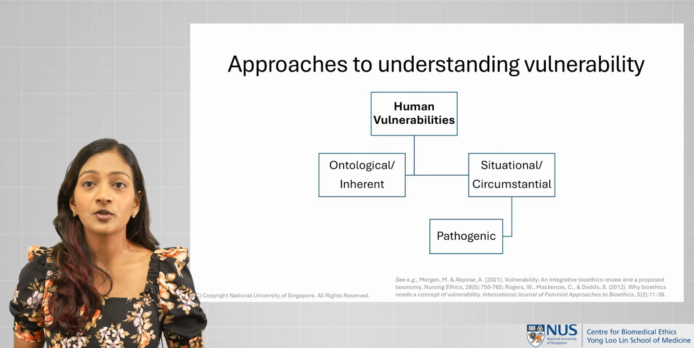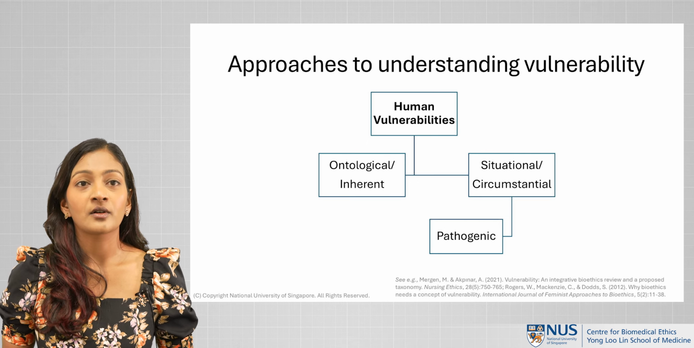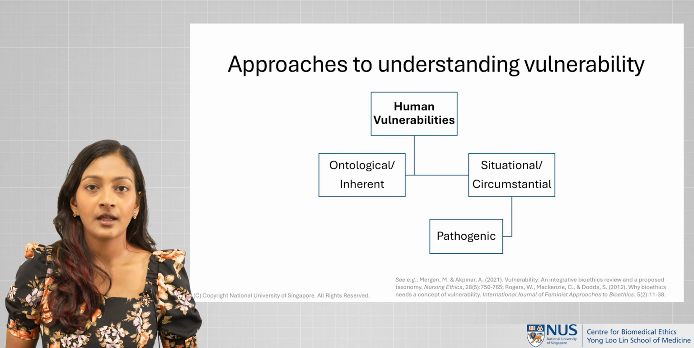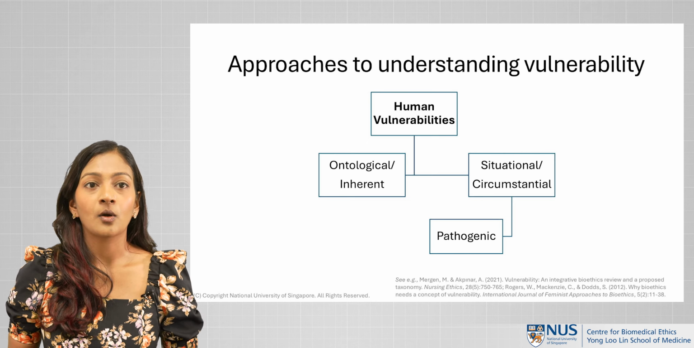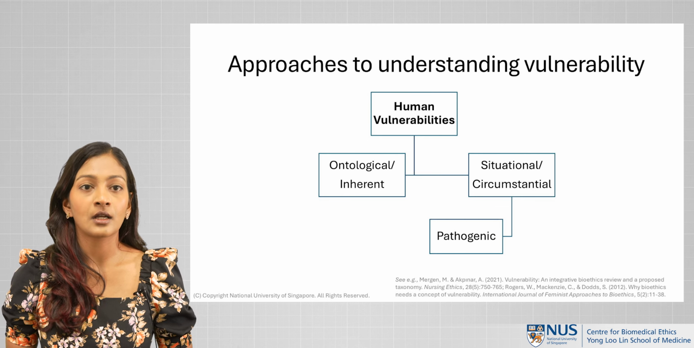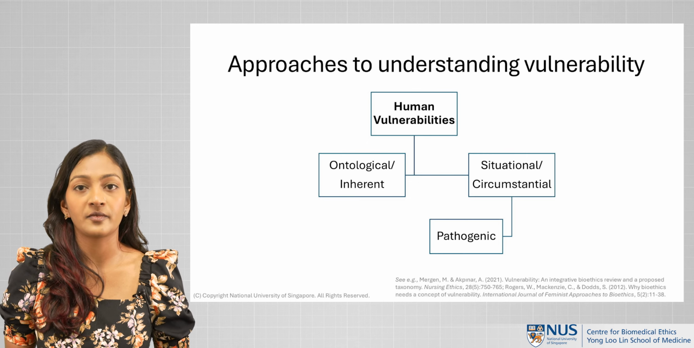On a more conceptual note, two broad approaches have been identified based on reviews of various theories and literature pertaining to vulnerability, namely ontological or inherent vulnerability and situational or circumstantial vulnerability. Now, these approaches may have further subsets.